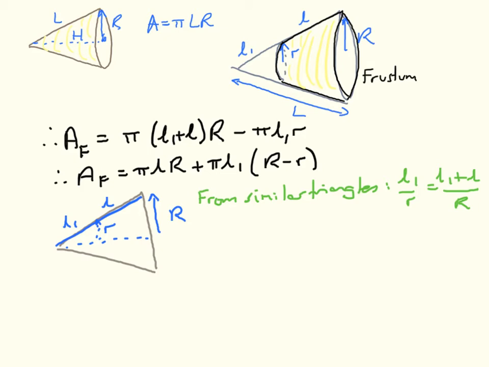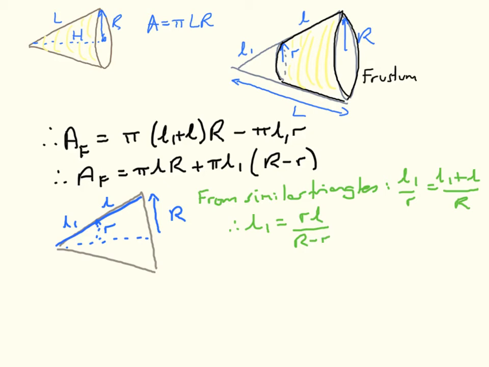is we take this equation and we multiply both sides by little r and capital R, so here we get L1 times capital R, and here we get L1 plus little l all times little r. So doing that and solving that gives us that L1 is equal to little r times little l divided by capital R minus little r. That's just a little bit of algebra for you to check.